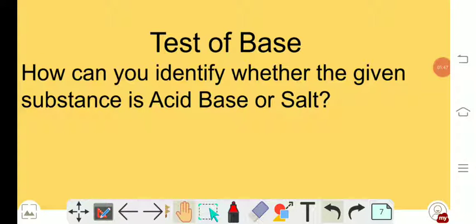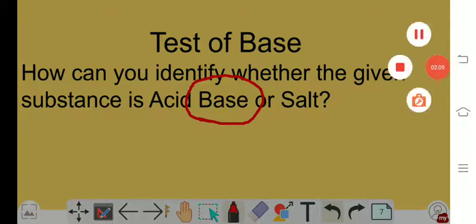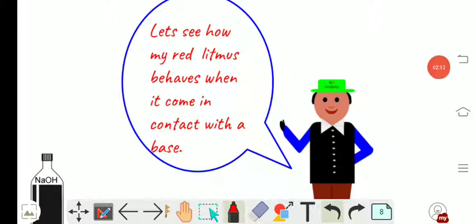Test of base. How can you identify whether the substance is acid, base, or salt? Now today's agenda is to identify this base. How do we identify that the given chemical substance is base? Well, friends, we perform some kind of test to identify whether the given substance is base.